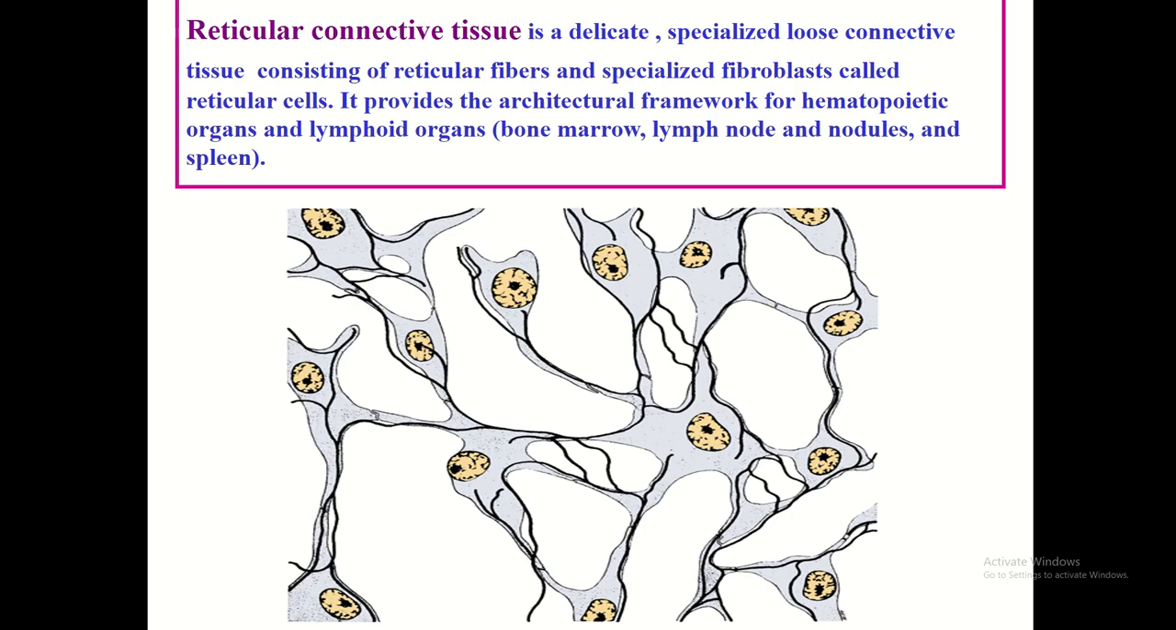Reticular connective tissue is a delicate, special connective tissue that consists of reticular fibers and specialized fibroblasts called reticular cells. It provides the architectural framework for hemopoietic and lymphoid organs: bone marrow, lymph nodes and nodules, and spleen.